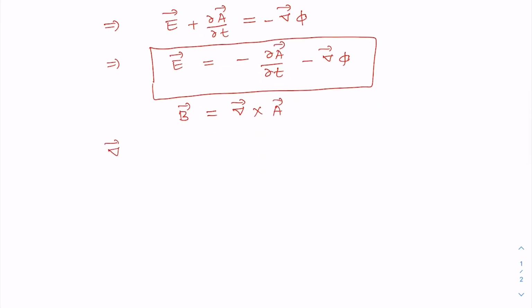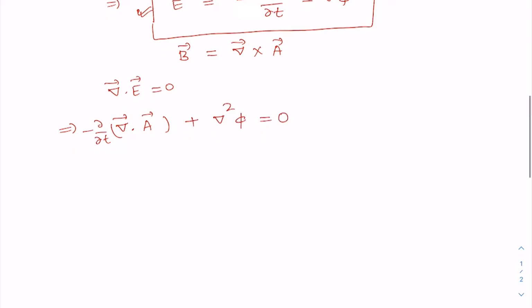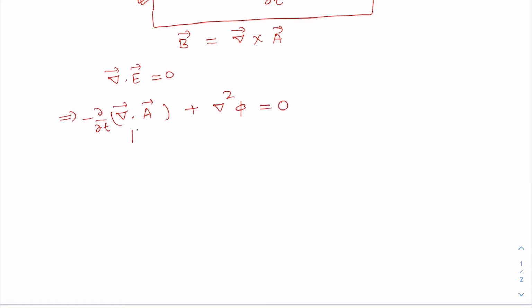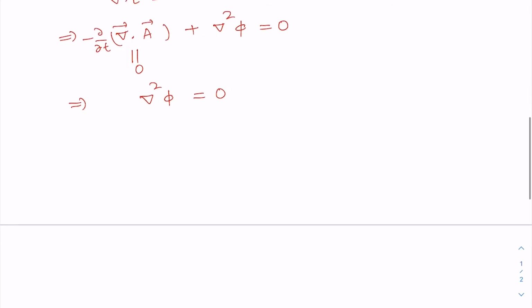And now from the equation divergence of E is equal to 0, if I put this expression there, I will have minus del by del t of divergence of A, and you will immediately see that you are going to have del squared phi is equal to 0. Because under the Coulomb gauge divergence of A is equal to 0, I have del squared phi equal to 0.